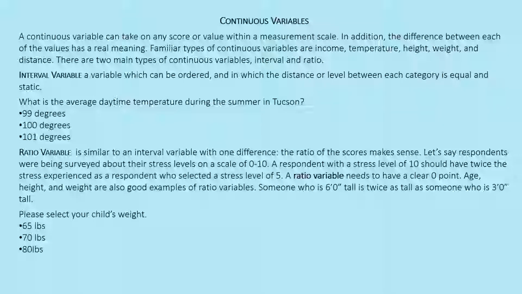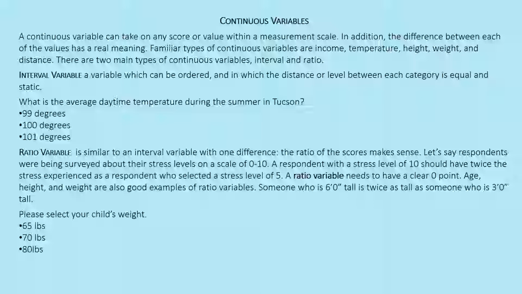Let's take a look at our second type of variable. We're looking at continuous variables. A continuous variable takes on any score or value within a measurable scale. In addition, the difference between each of the values has some type of meaning. Familiar types of continuous variables are income, temperature, height, weight, and distance.